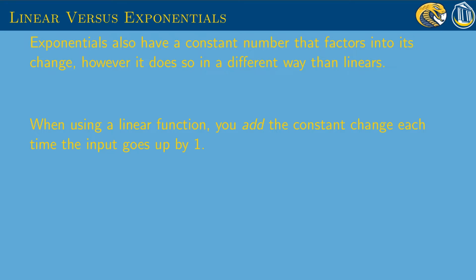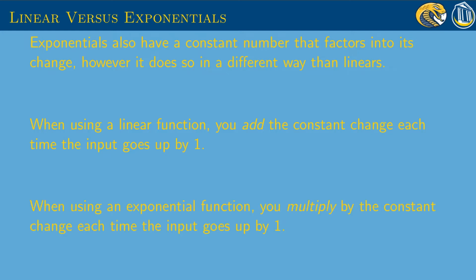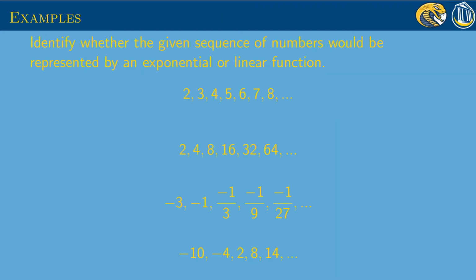Specifically, with a linear function, we add the constant change, we add the slope, each time the input goes up by 1. On the other hand, for exponential functions, we multiply by the constant change each time the input goes up by 1. Let's take a look at what that looks like. Let's use this idea of change to identify whether these sequences are linear or exponential.